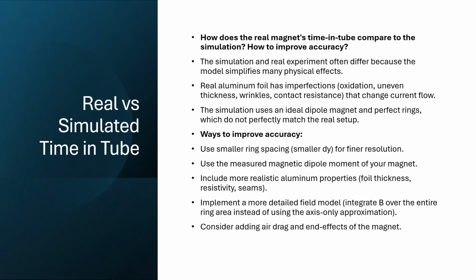And how does the real magnet's time in tube compare to the simulation? How to improve accuracy? Well, there are a few ways we can do this. The imperfections are mostly because real aluminum foil has imperfections. The simulation uses an ideal dipole moment and perfect rings, which is not perfectly matched to the real setup because I can't calculate the real magnetic dipole moment. Ways to improve the accuracy are using smaller ring spacing for finer resolution, using the measured magnetic dipole moment of the magnet, and including more realistic aluminum properties.